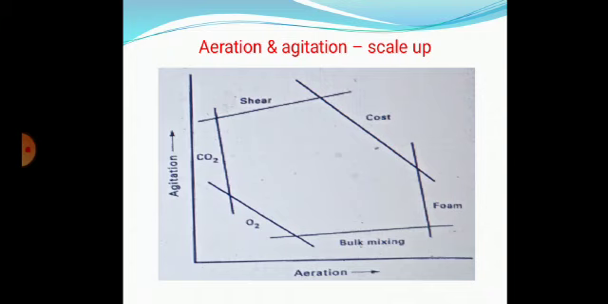See students, what the point says here is agitation and aeration should be maintained within this window. Can you see the window? The window here is that hexagonal pattern with oxygen, carbon dioxide, shear, cost effect, foam, and bulk mixing. So inside that frame, the dot should be present. Which dot? The aeration level and agitation speed should be within this window. If the dots come outside the window, then your scale up or your fermentation process will go wrong.